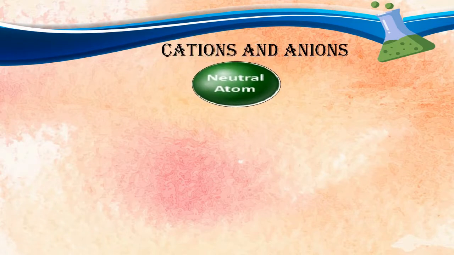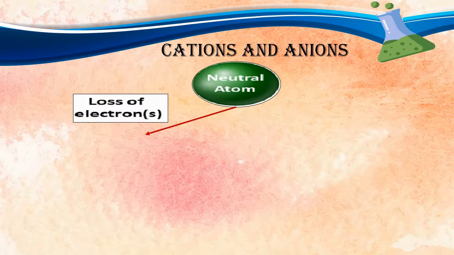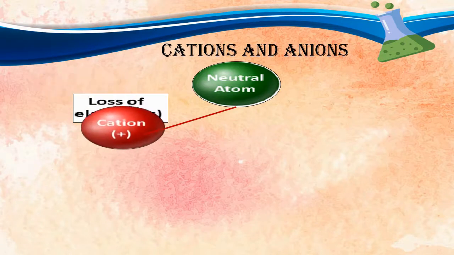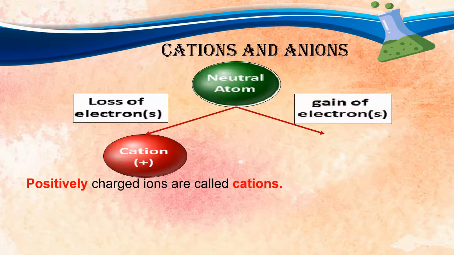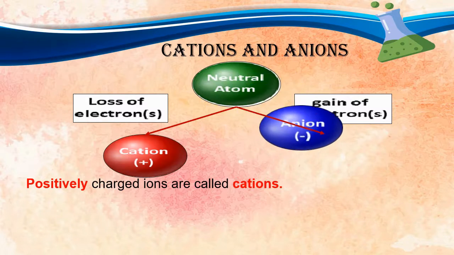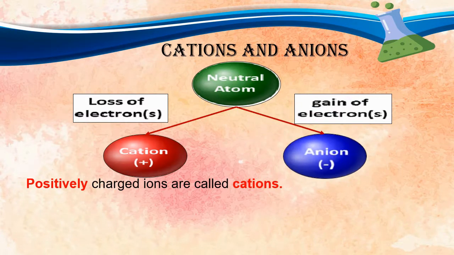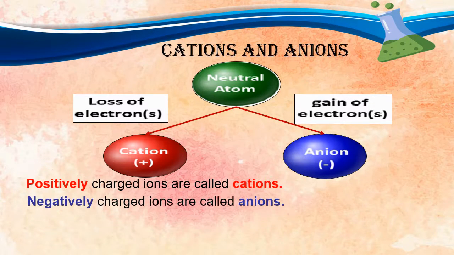Atoms of certain elements lose electrons to attain octet configuration and acquire positive charge. These positively charged ions are called cations, while some atoms of elements gain electrons to attain octet configuration and acquire negative charge. These negatively charged ions are called anions.